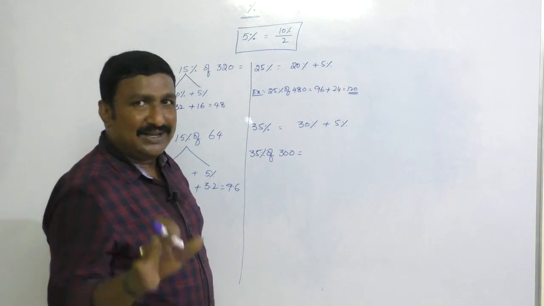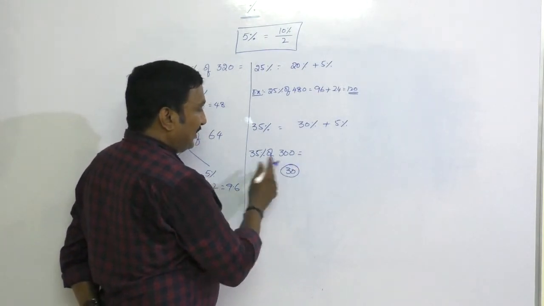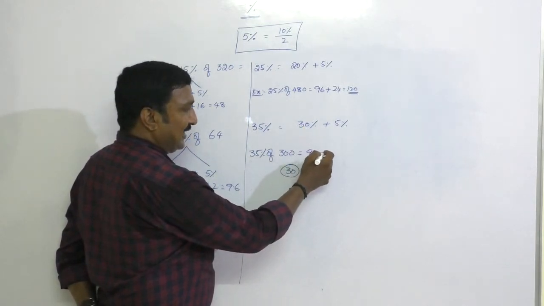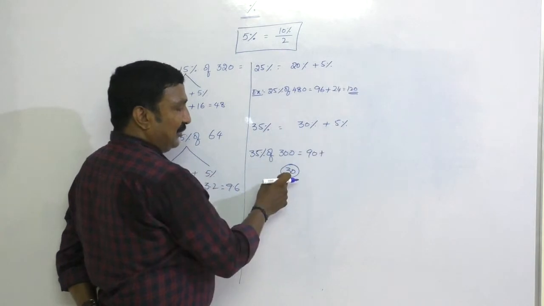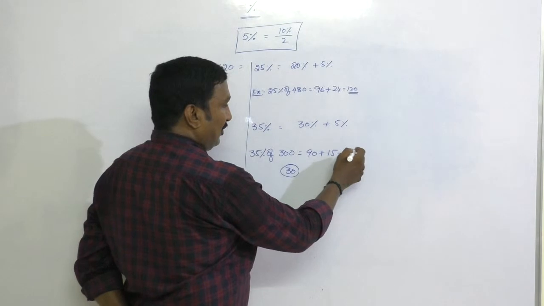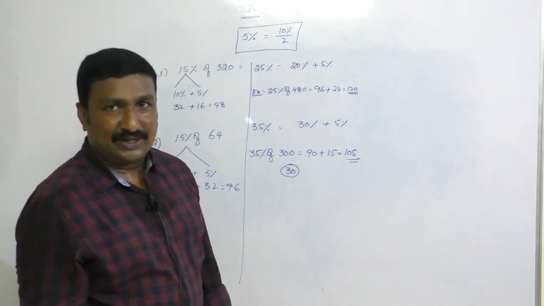What is the 35% of 300 means? First we have to calculate always 10%. 10% is equal to how much? 30. Now 35% means 3 times of 30. 3 times of 30 is equal to how much? 90. 5% means half of the 30. Half of the 30 is equal to how much? 15. Which is equal to how much will come? 105. So like that 35% you can calculate.